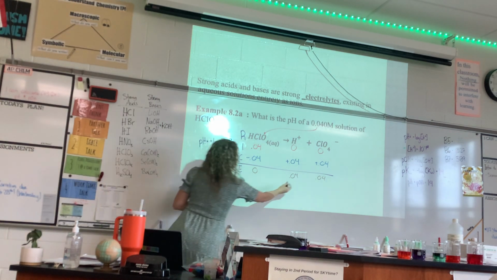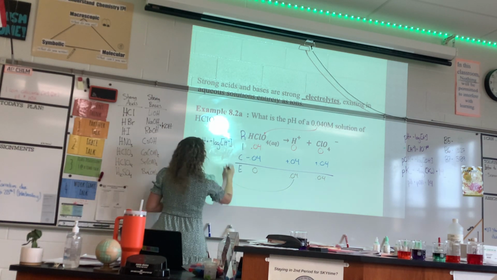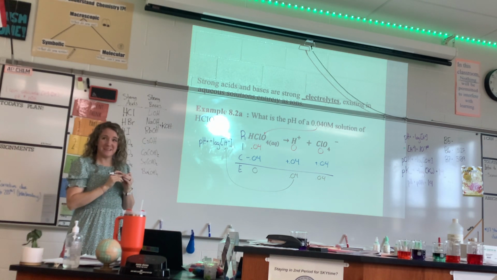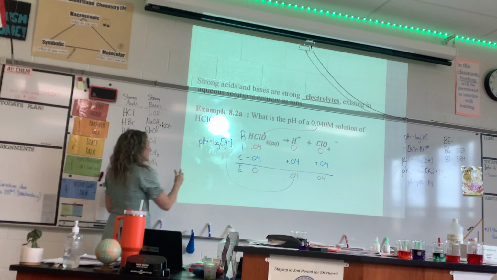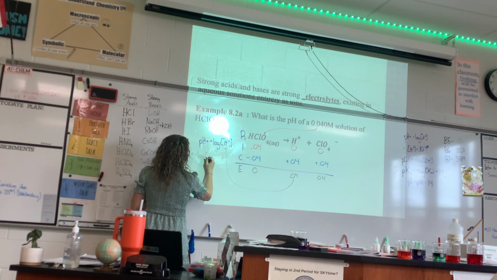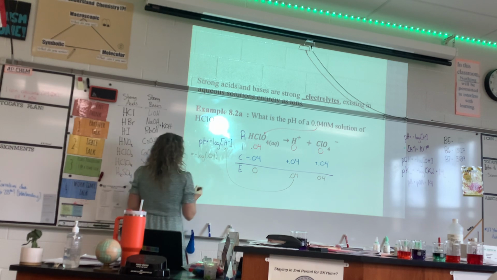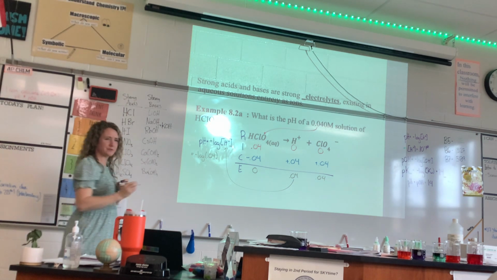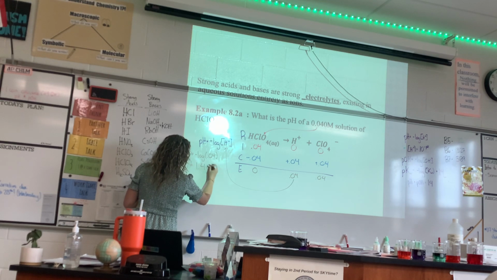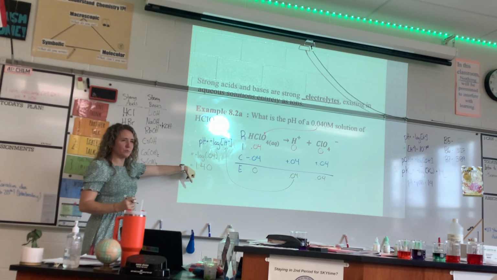Now I can take this and take the negative log of it to find my pH. So just do the negative log of 0.04. Yet? 1.40, sorry. 1.40. Which, is that a logical pH for an acid?